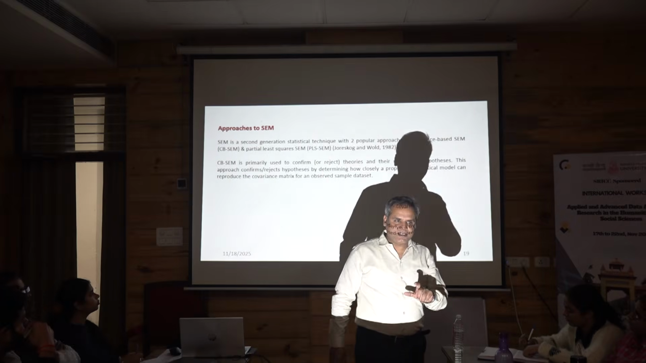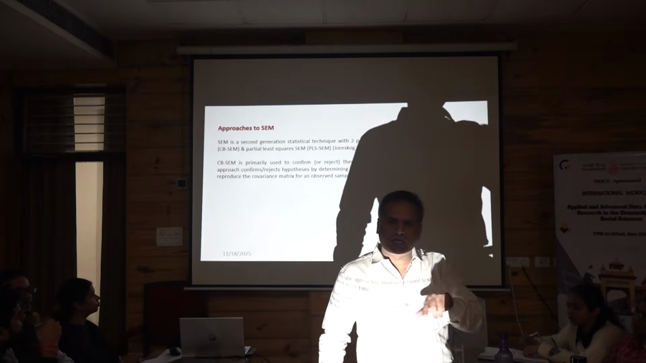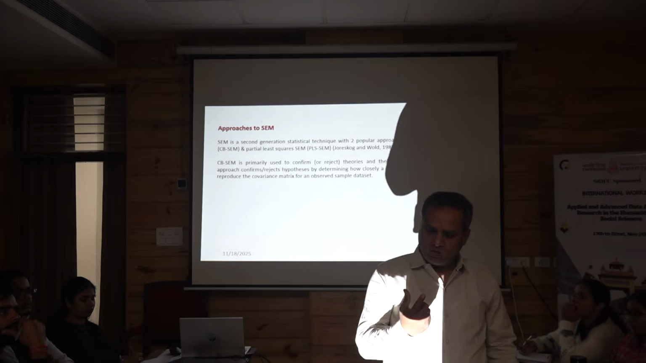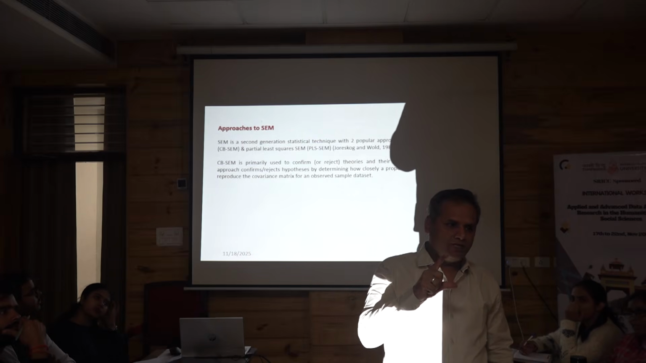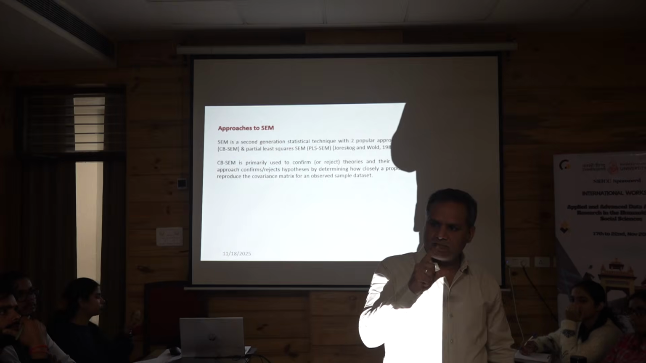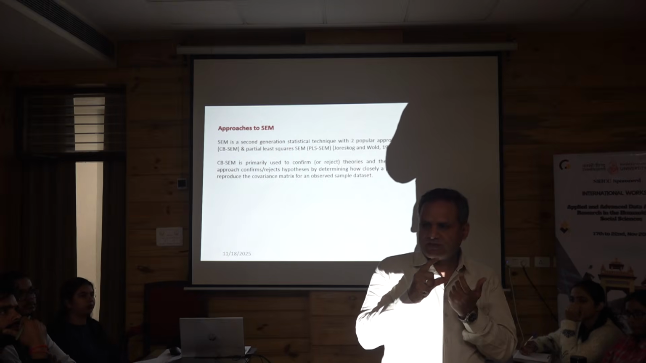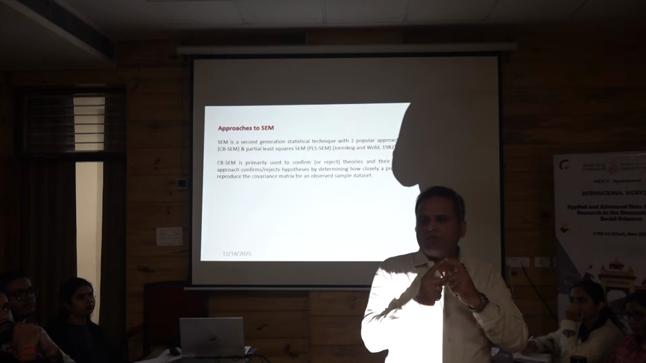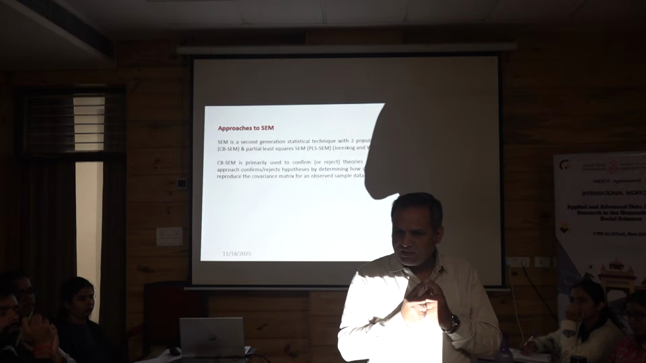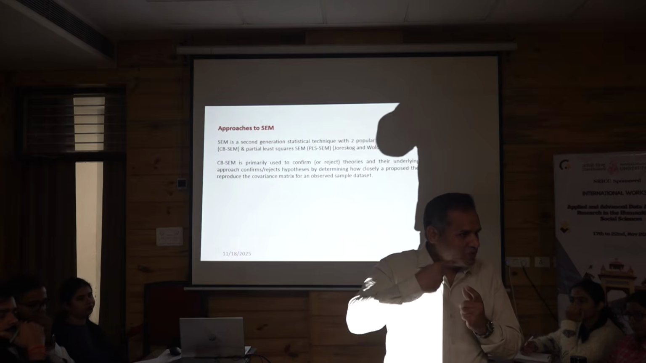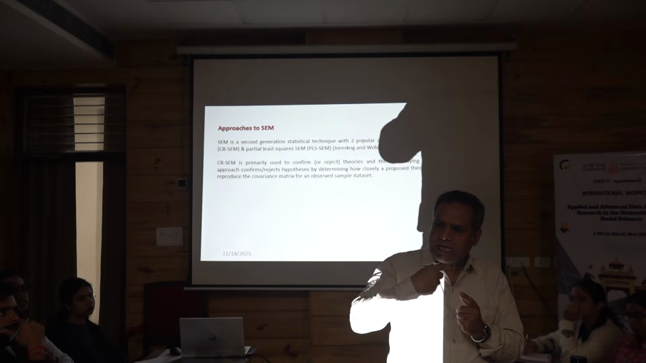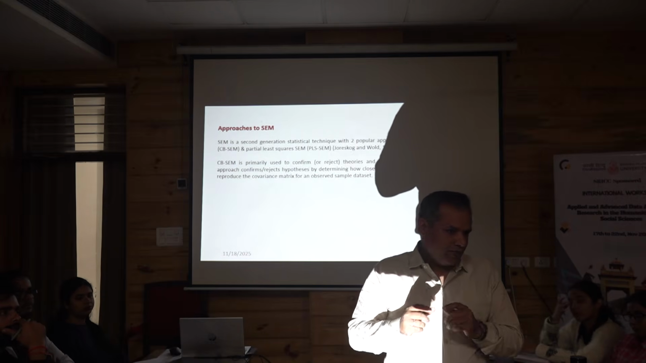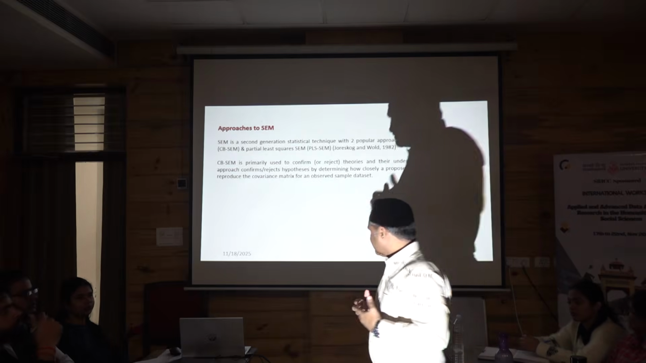When you are using CB-SEM, or let's say when you draw a model in Amos, you say A leads to B, B leads to C. So Amos will take this as a theory. Then it will produce a covariance matrix, and it will try to see whether your data is conforming to this theory or not. So that's the underlying principle of how Amos functions. The goal is to confirm theories or reject theories.